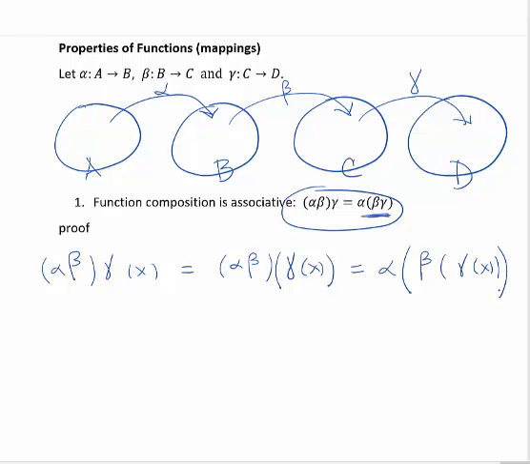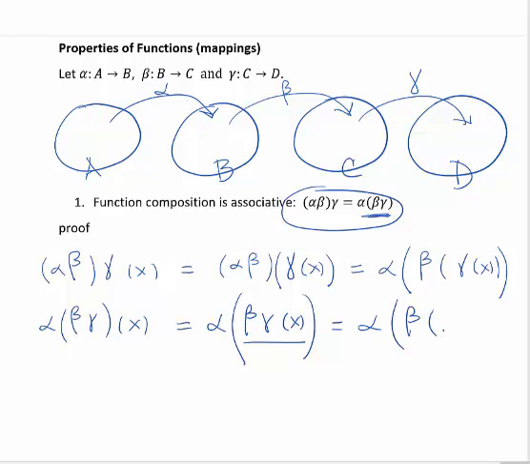Let's do it the other way. If we first apply beta gamma, then this is alpha of beta gamma of x, which is now, what is that? Well, that is beta of gamma of x. This proof, honestly, it's hard for you to see that there's any difference in line 1 and line 2. Just remember that function composition is always associative.